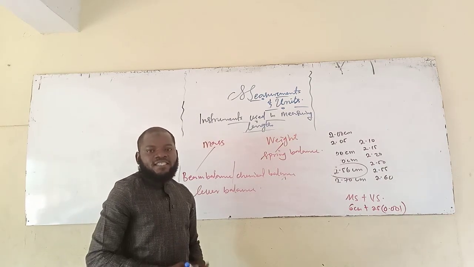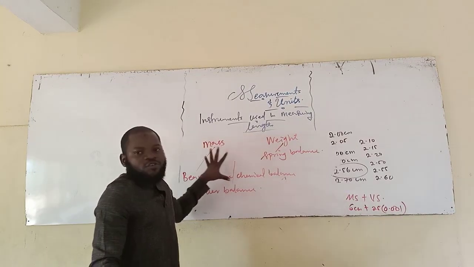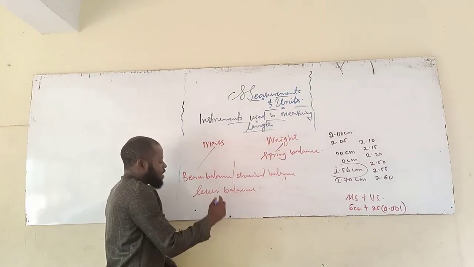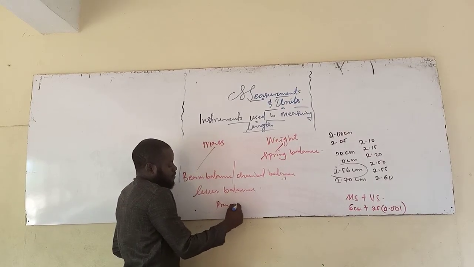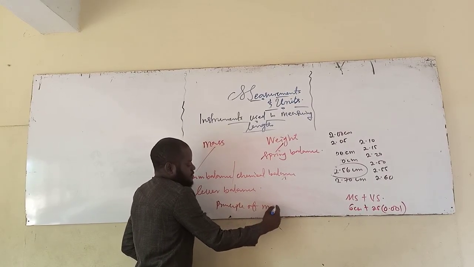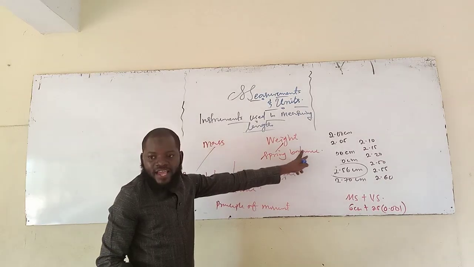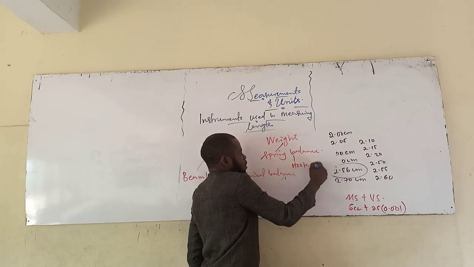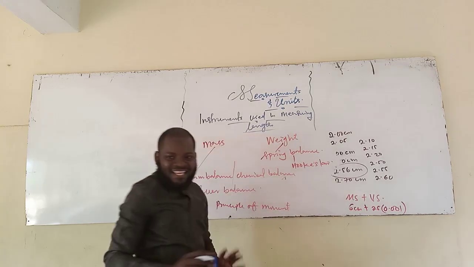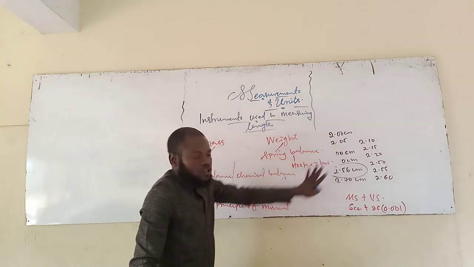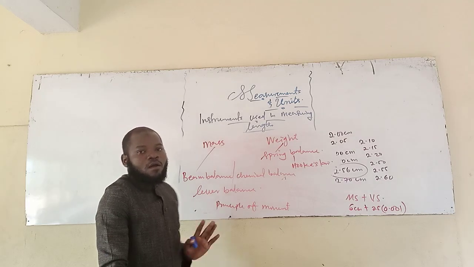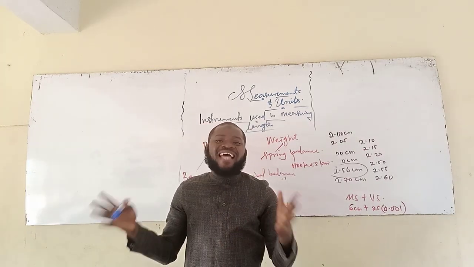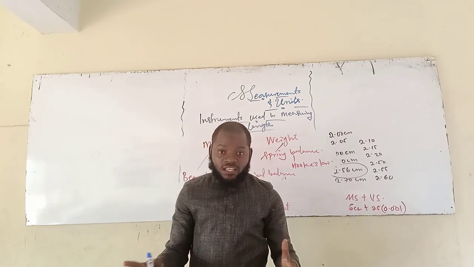Another question they want to ask here is that the instrument used in measuring mass is working under the principle of what? This one is working under the principle of moment. While that of weight is working with Hooke's law. Do you understand the difference now? This one obeys Hooke's law, this one obeys the principle of moment.